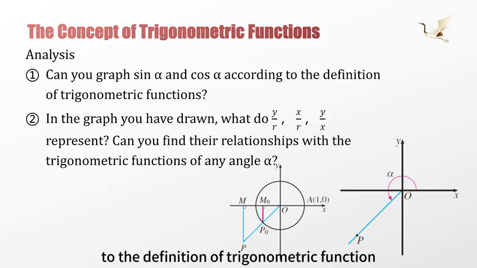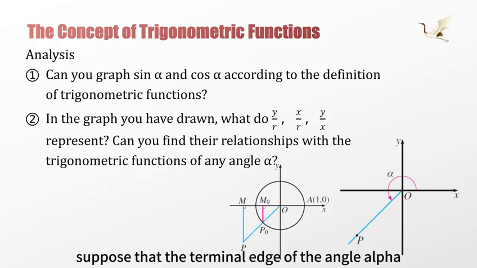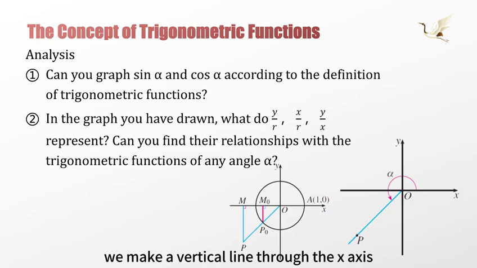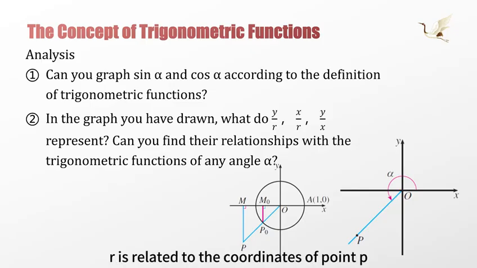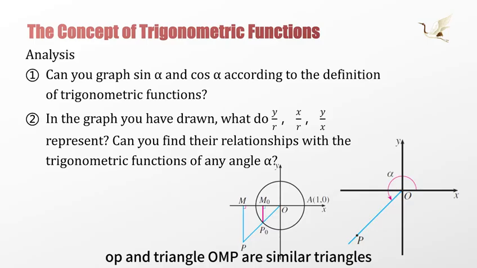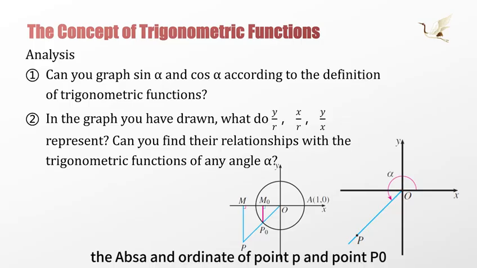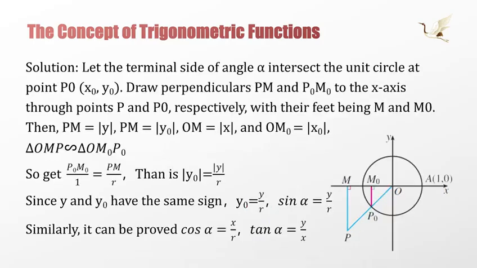So let's go back to the definition of the trigonometric function of an arbitrary angle. Make a unit circle. Suppose that the terminal edge of the angle alpha and the unit circle intersect at point P0. We make a vertical line through P0 to the x-axis, and the foot of the perpendicular is M0. It can be found that y over r is related to the coordinates of point P0 in the unit circle, the ratio of the ordinate to the radius, because triangle OMP and triangle OM0P0 are similar triangles. Because P0 and P are in the same quadrant, the abscissa and ordinate of point P and point P0 have the same sign. So we can study this problem through it.